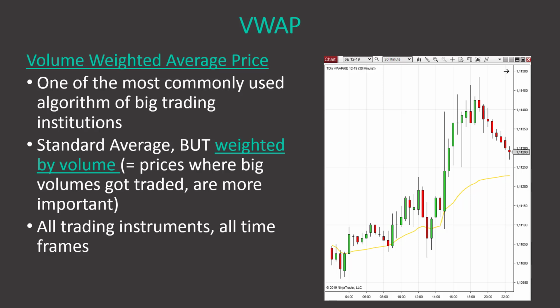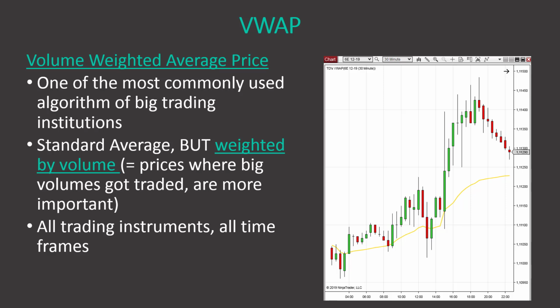So if there's an uptrend and there is no big volume push behind that, then this uptrend is not really that strong, because big institutions, the big guys, aren't behind this move, right? And the VWAP is able to tell you that. Standard average is not, all right? So that's why I like to trade with a VWAP.